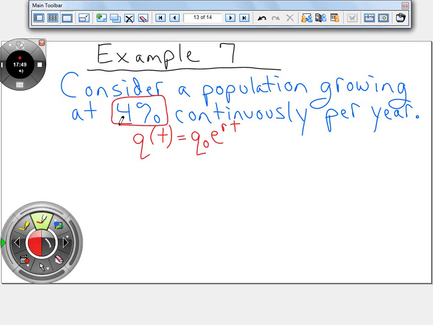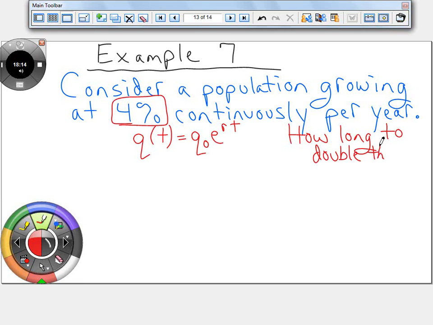I should write that. Let's see. Question: how long to double the population? That's not really a good sentence, but that's right. How long to double the pop?